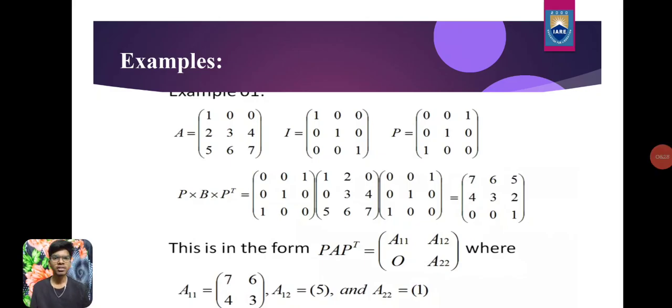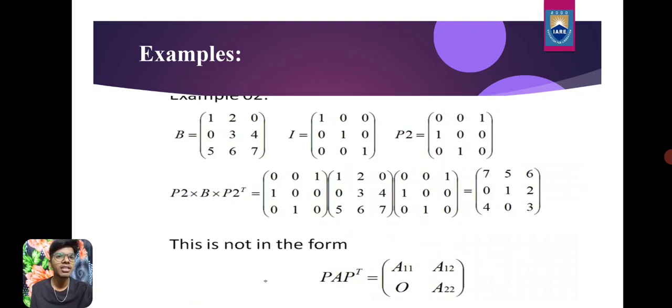Coming to examples, given matrix A equals 1 0 0, 2 3 4, 5 6 7, and we know that this is not the identity matrix. Next, P equals 0 0 1, 1 0 0, 0 1 0, and solving P B P transpose we get 7 6 5, 4 3 2, 0 0 1, and this is in the form of P A P transpose equals [A11, A12; 0, A22], where A11 equals [7, 6; 4, 3], A12 equals [5; 2] and A22 equals 1.